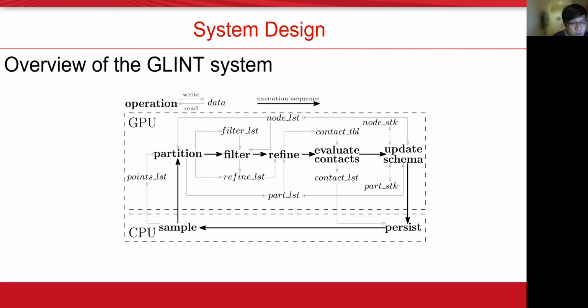So all the required memory space should be pre-allocated before the execution is started. Here is our view of the Glint system. The sampled data will be spatially and temporally evaluated before being persisted.